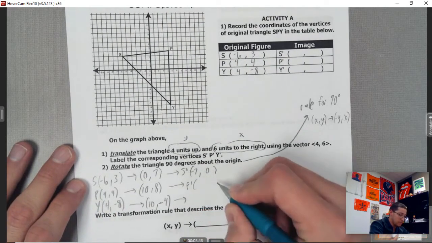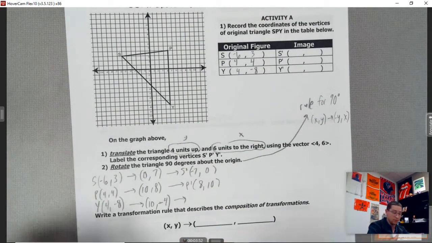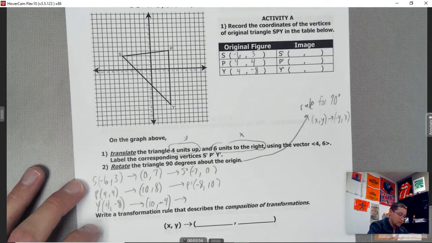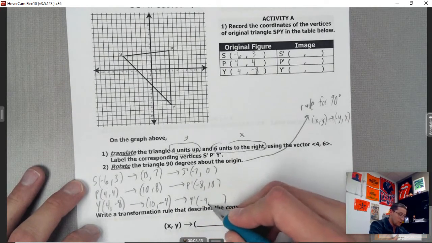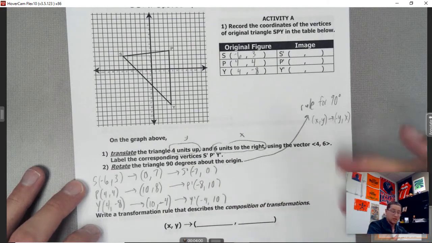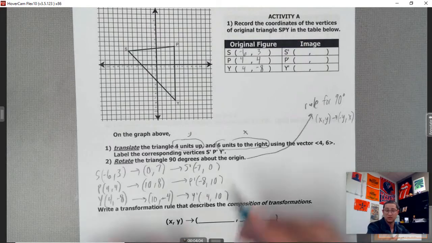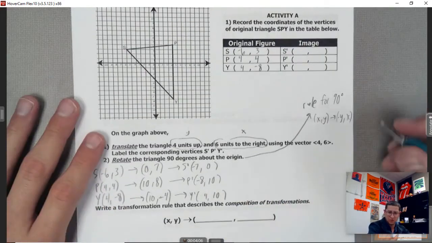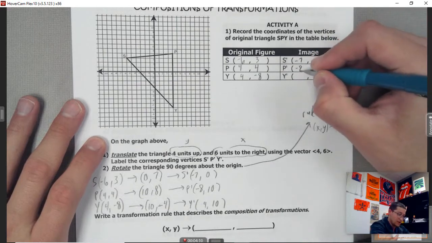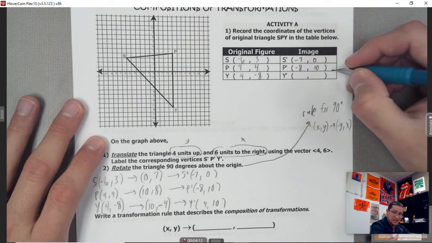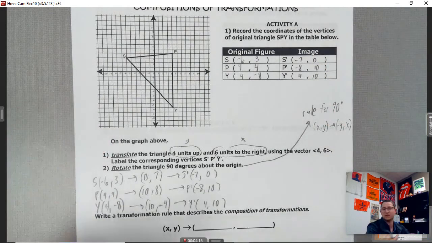With P prime, we were doing 8, comma 10, and then we will negate the left. And then we've got Y prime: negative 4, comma 10, where we're switching it, but then we'll negate the left. The left was negative, so now it's positive. Okay, so this is my completed version here. We've got negative 7, comma 0. We've got negative 8, comma 10. And then we've got 4, comma 10.